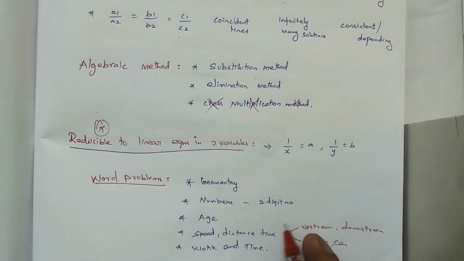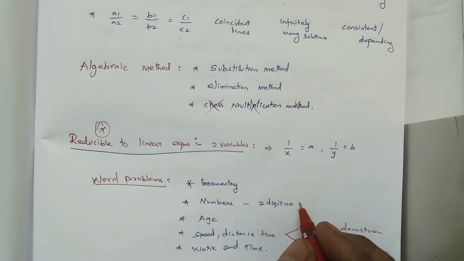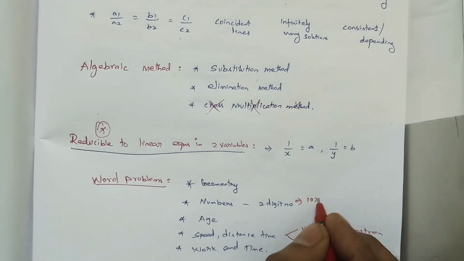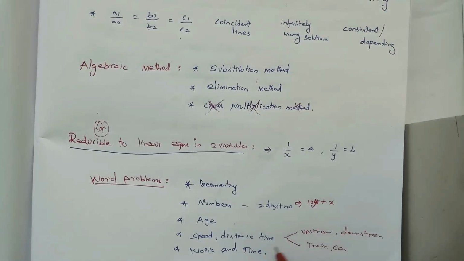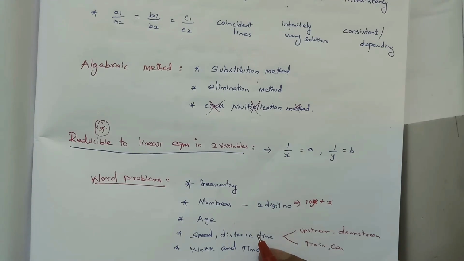Next, number based. In number based we have two digit numbers. Suppose I assume x is the ones place and y is the tens place. Then the general form of the two digit number is 10y plus x, right? And age problems, they'll ask you about the present age. We assume the present age as x, and for before we have to subtract, for after we have to add. Likewise, less than, more than, based on the condition.